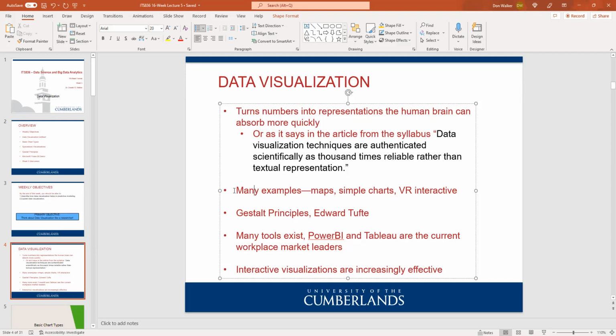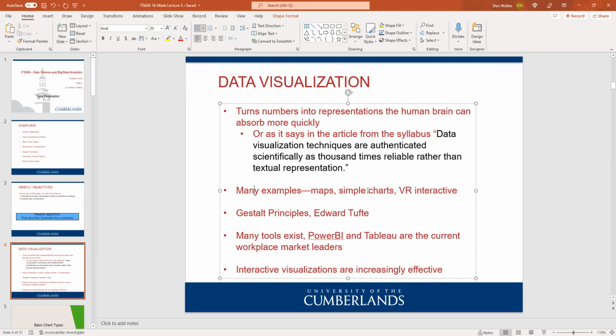Different actual types of symbols, like on Google Maps, they use a little cocktail glass if it's a bar. They use a car if it's a gas station, or a gas pump if it's a gas station. So there's iconography, symbology on the map.